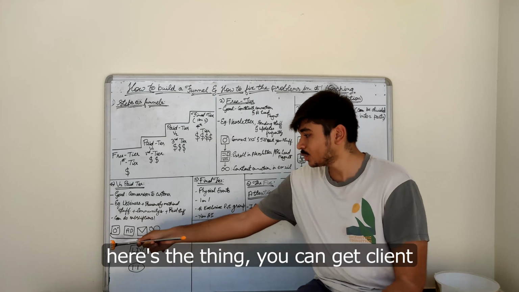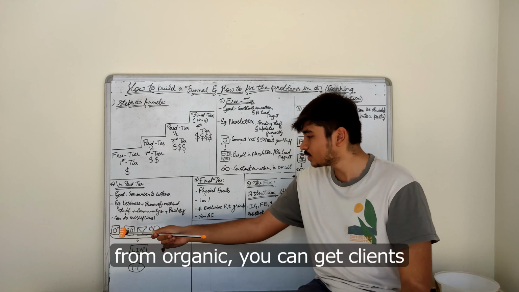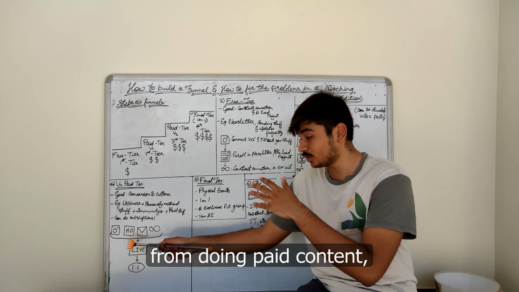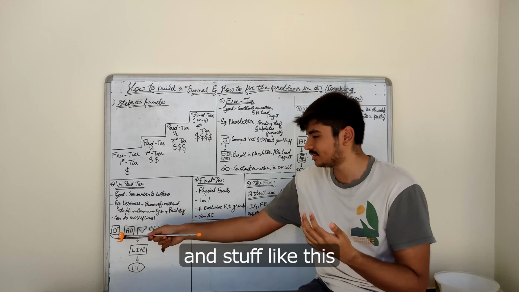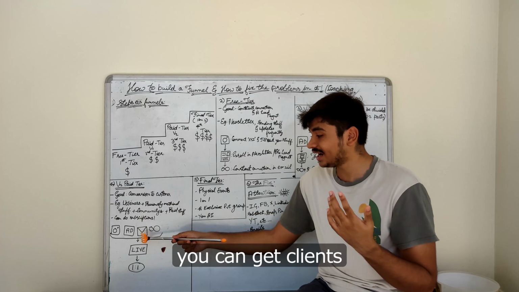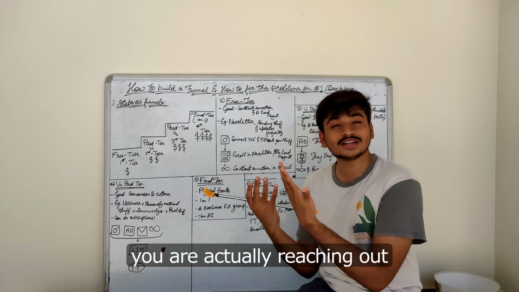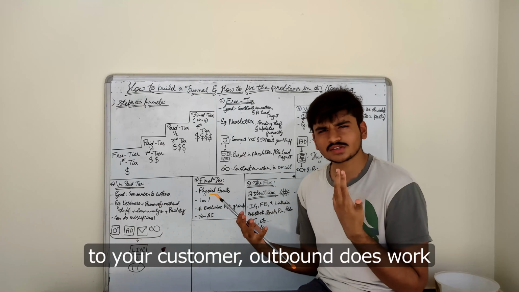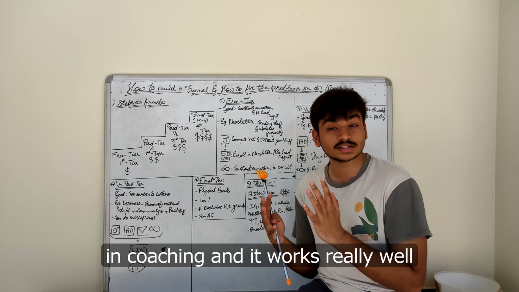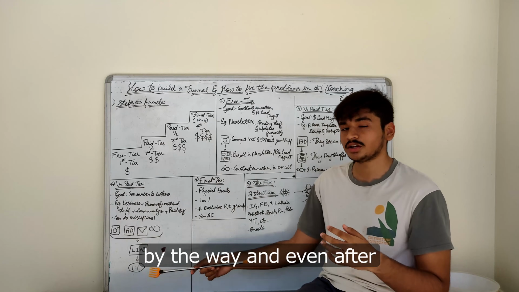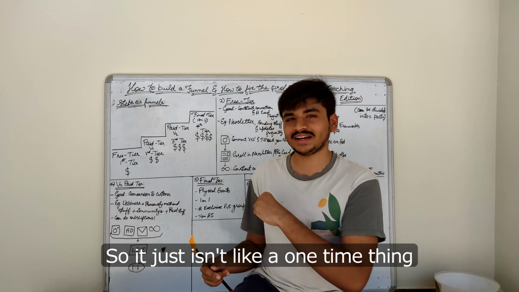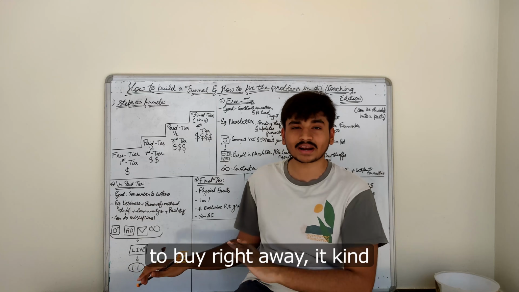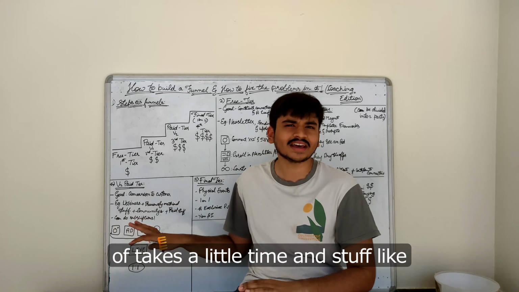Here's the thing. You can get clients from organic, you can get clients from doing paid content, you can get clients from doing SEO and stuff like that, which is basically content again. You can get clients using cold outreach, where you're actually reaching out to your customer. Outbound does work in coaching, and it works really well, by the way. And even after that, you can do it by just building connection throughout. So it isn't a one-time thing where people are just going to buy right away. It takes a little time.